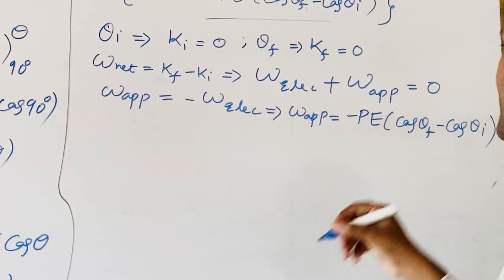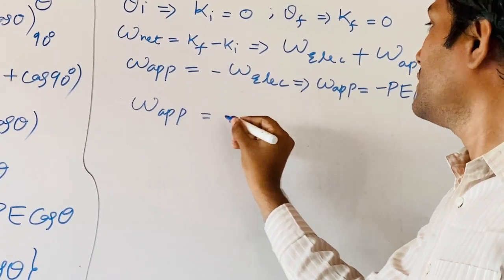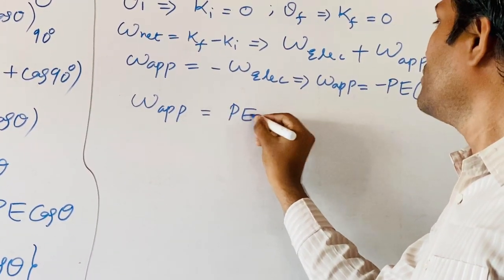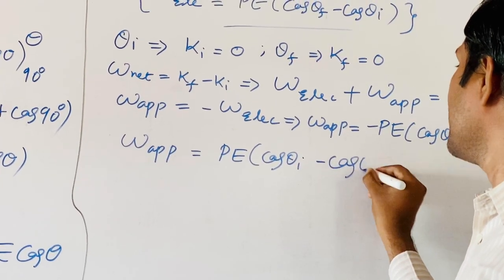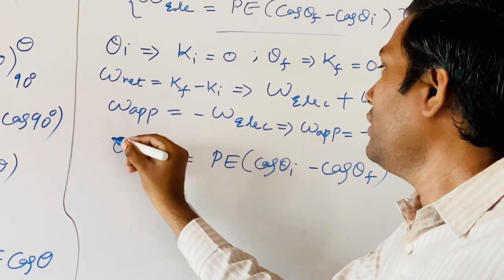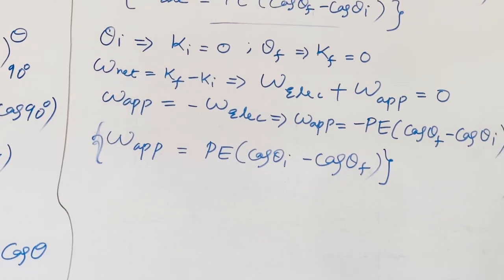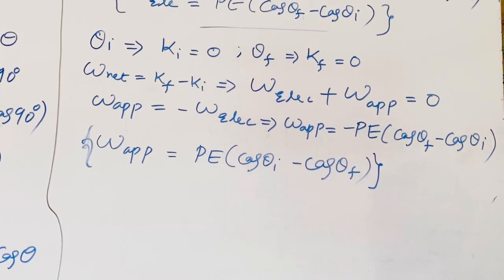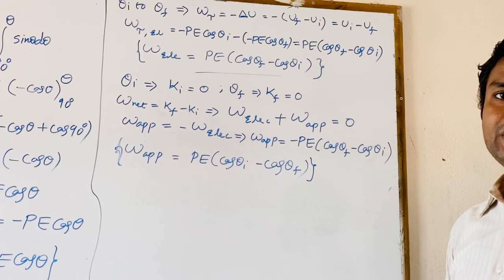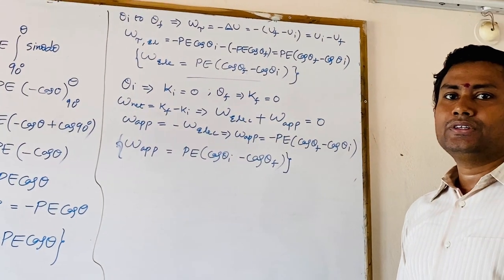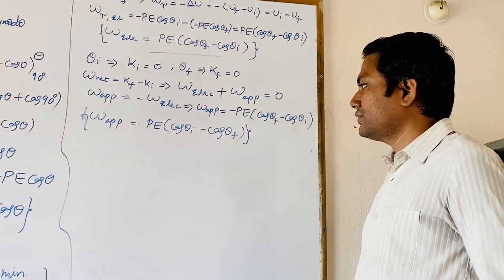Now take this minus sign inside. What can we write here? Work done by the applied torque is equal to PE into cos theta I minus cos theta F. So this is the expression for the work done by the torque due to the applied force when the dipole orientation changes from theta I to theta F.